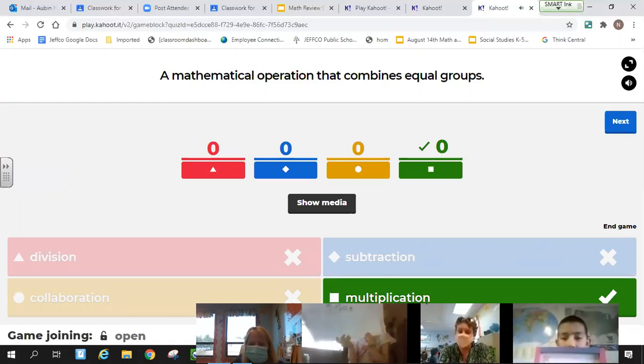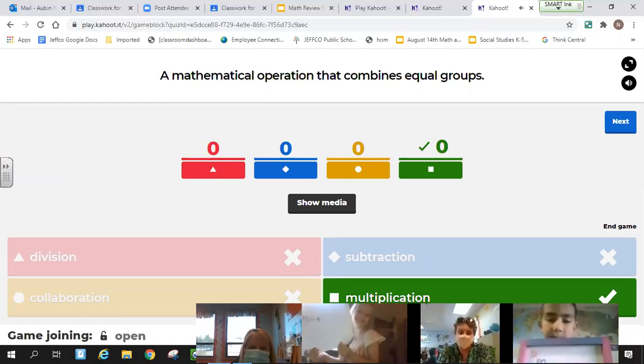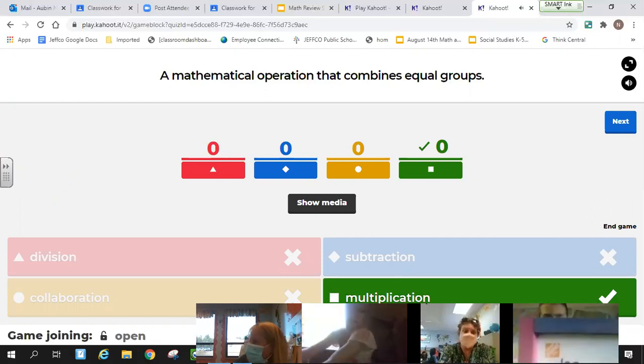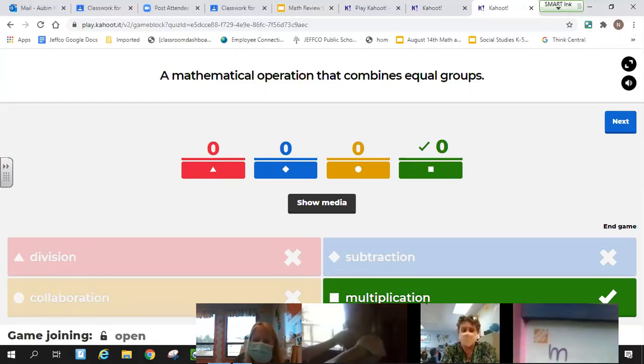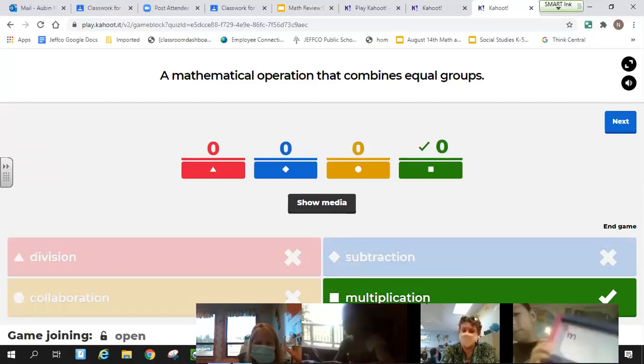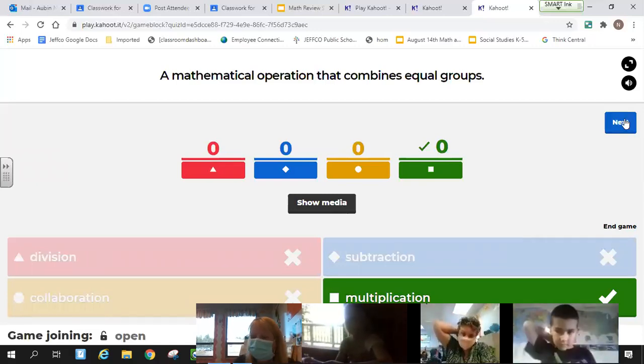All right, you should have said multiplication. A mathematical operation that combines equal groups is multiplication. If you got that right, give yourselves a pat on the back. Erase your board. Time for the next one.